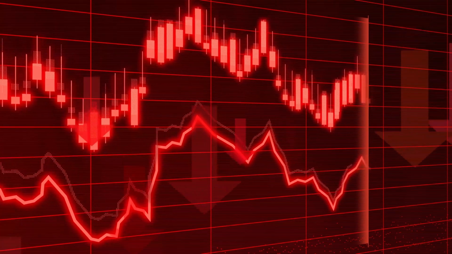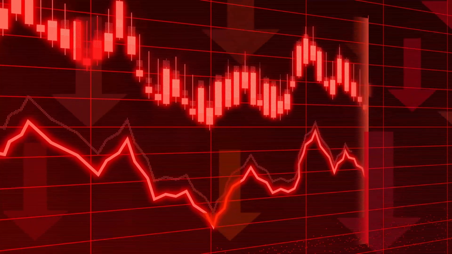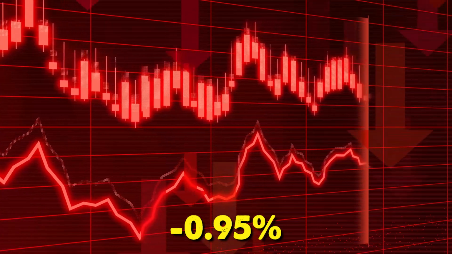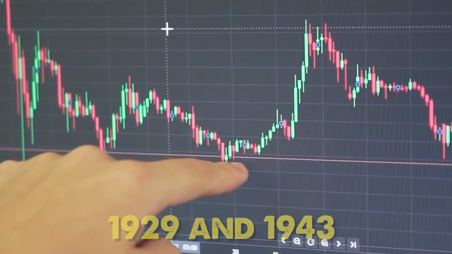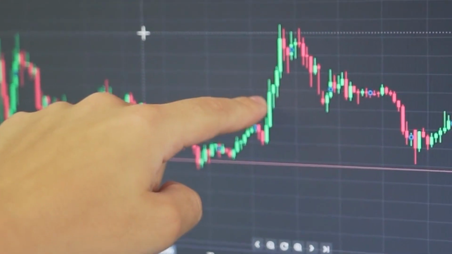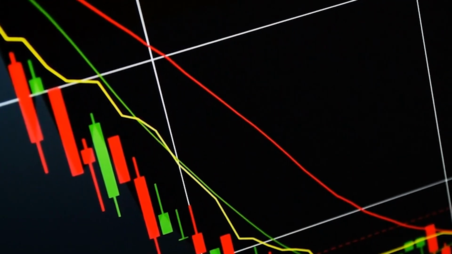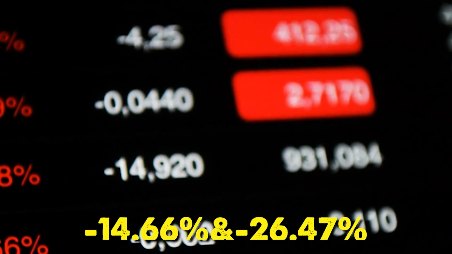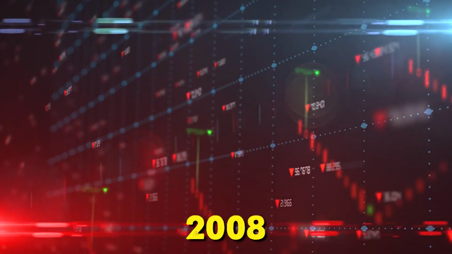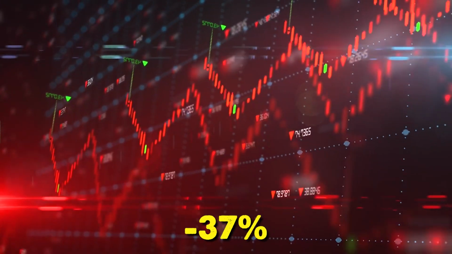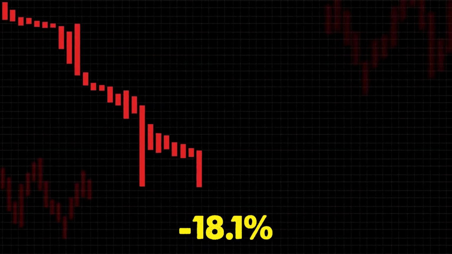The lost decade from January 2000 through December 2009 produced a nominal annualized return of negative 0.95%. Between 1929 and 1943, there was a 14-year stretch where cumulative returns stayed stubbornly negative. The 1973 to 1974 stagflation shock produced back-to-back returns of negative 14.66% and negative 26.47%. The 2008 financial crisis, negative 37% in a single year. The 2022 rate shock, negative 18.1%.